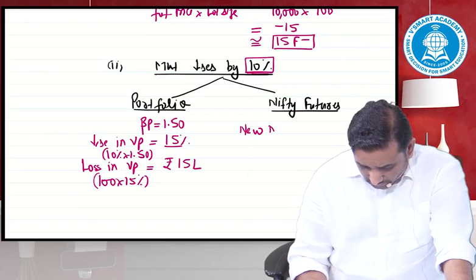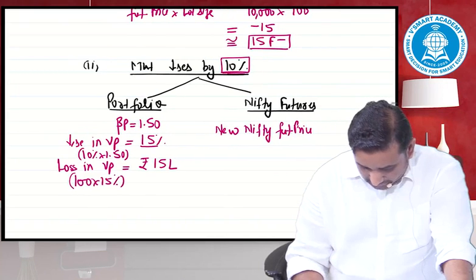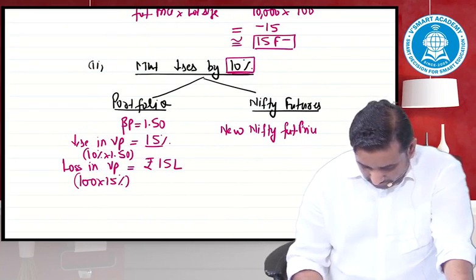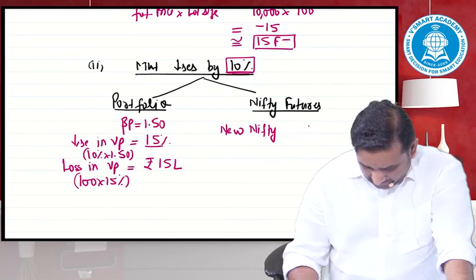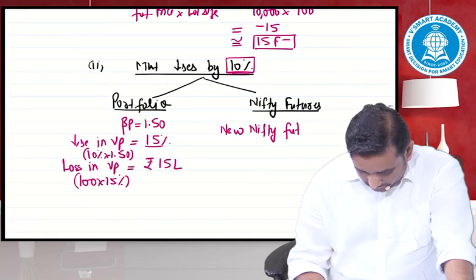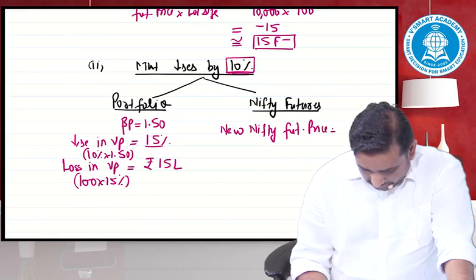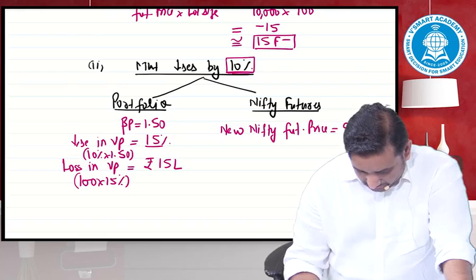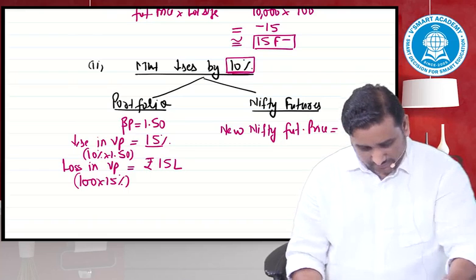New Nifty future price, tell me how much it becomes? New Nifty future price, 10,000 minus what? 10%, how much? 9,000.